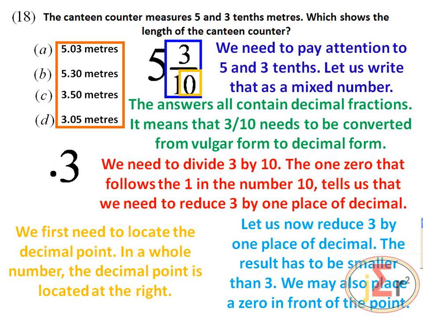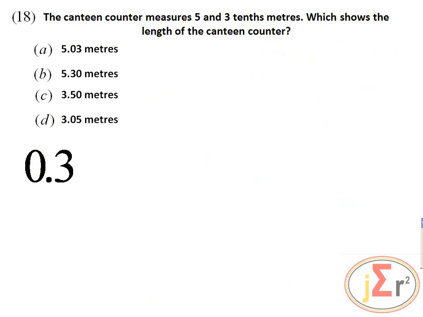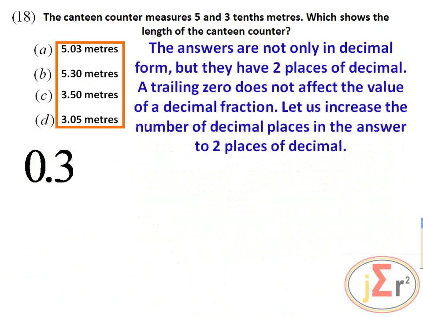A lot of students and mathematicians say .3, but I do not say .3. I say 0.3. So the 0 is very important. We are paying attention to the format of the answers that we have in the options. The answers are not only in decimal form. Notice they are in decimal form, but they have 2 places of decimal. So notice that we have 2 places of decimal for each one of them, but how many places of decimal do we have here? 1. We have only 1 place of decimal right there.